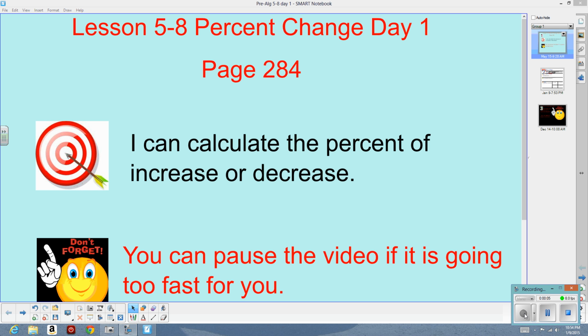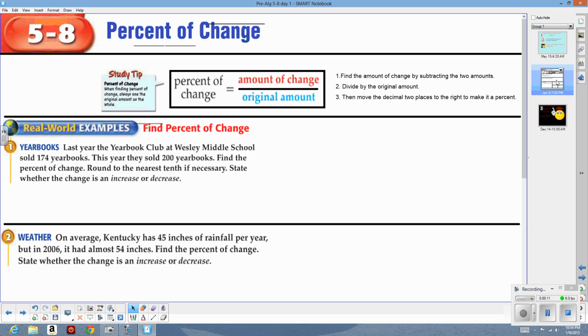In Lesson 5.8, Day 1, you will be calculating the percent of change. It'll either be an increase or decrease. Percent of change is equal to the amount of change compared to the original amount. To do this, you find the amount of change by subtracting the two amounts, and then you divide by the original amount, and then the last step is to move the decimal 2 places to the right to make it a percent.